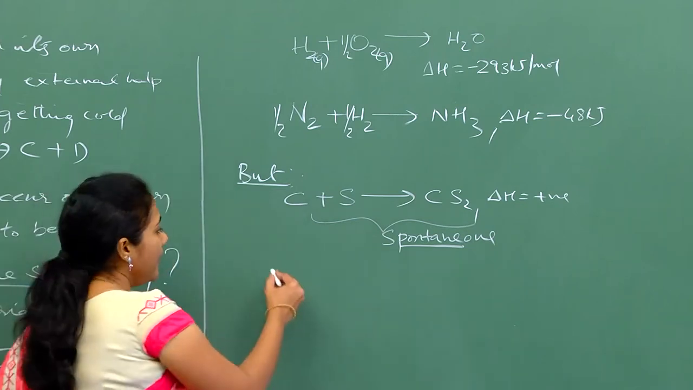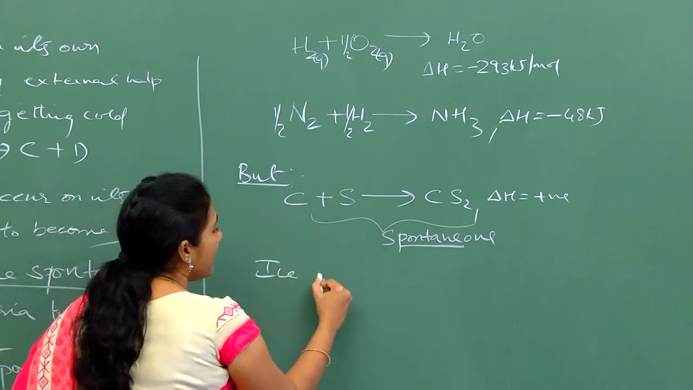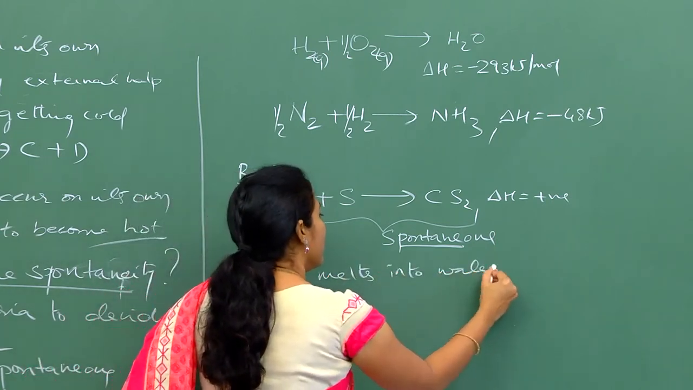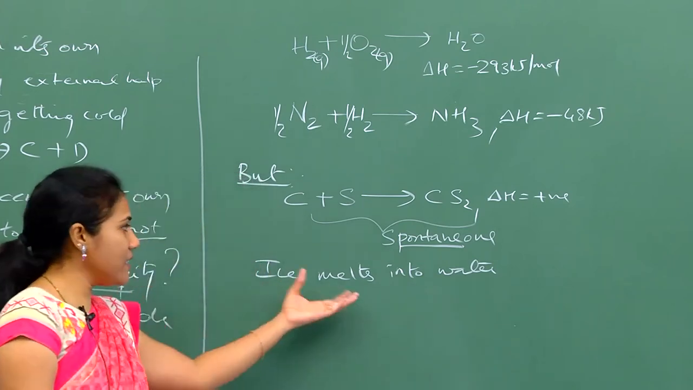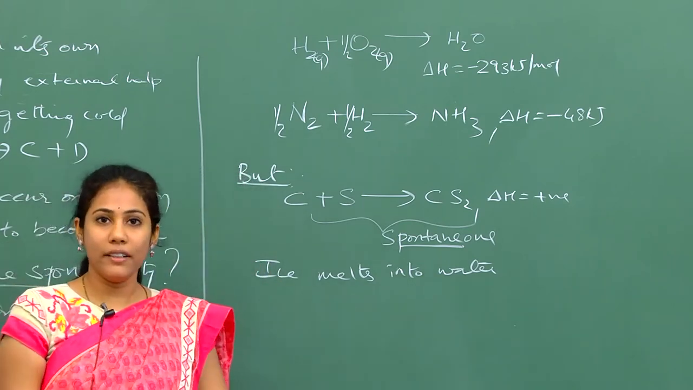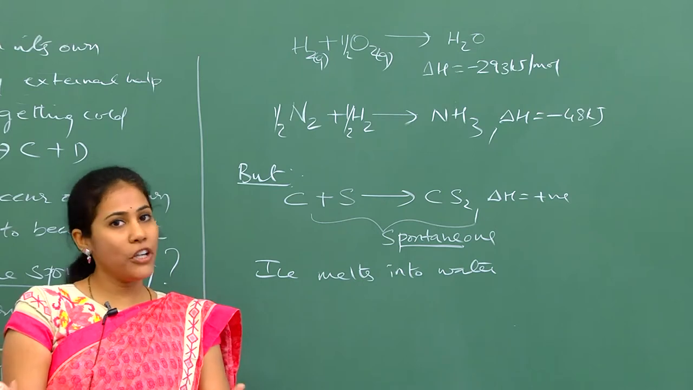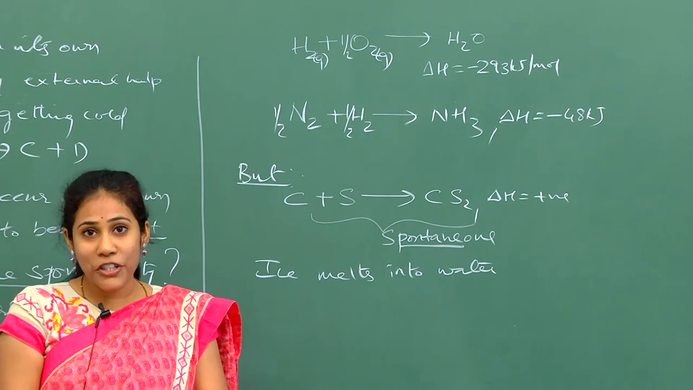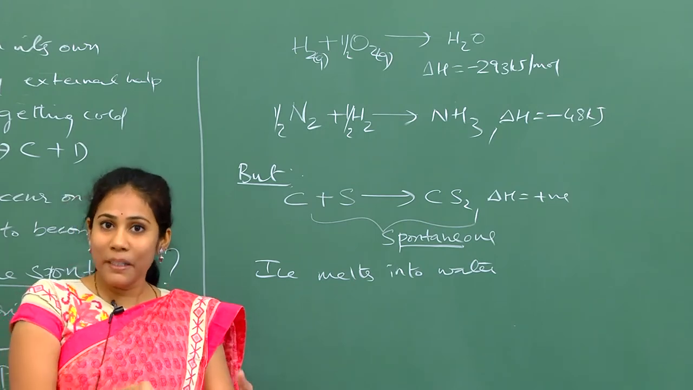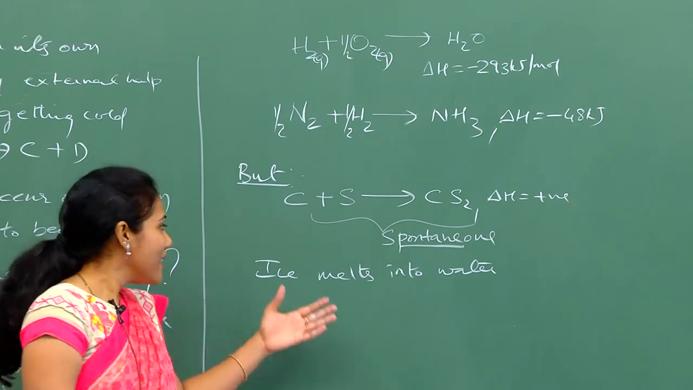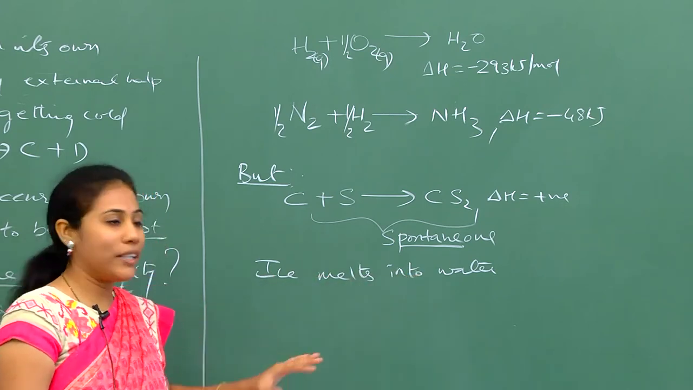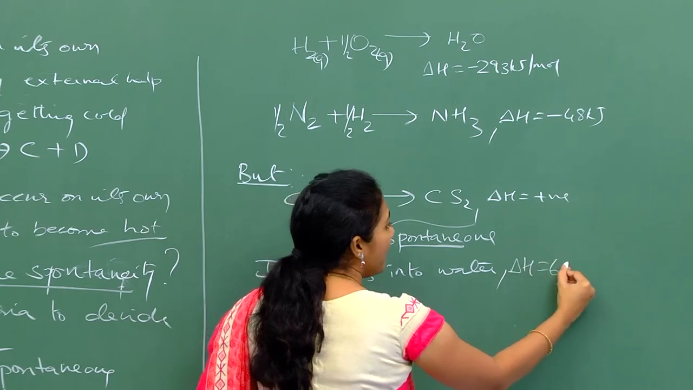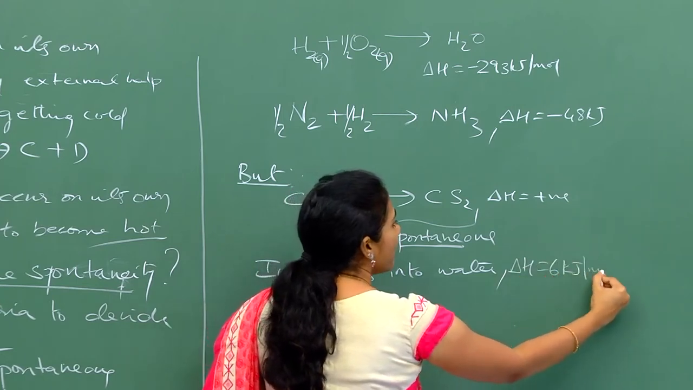Okay. And similarly, ice melts into water. Yes. Do you have to struggle for ice melting into water? No, right? Ice, you keep it at room temperature, automatically it gets melted. You are not supplying any external energy for making ice melt into water, isn't it? See, the process is happening on its own. But for this conversion, the enthalpy is, do you remember? I gave you this value, 6 kilojoule per mole.